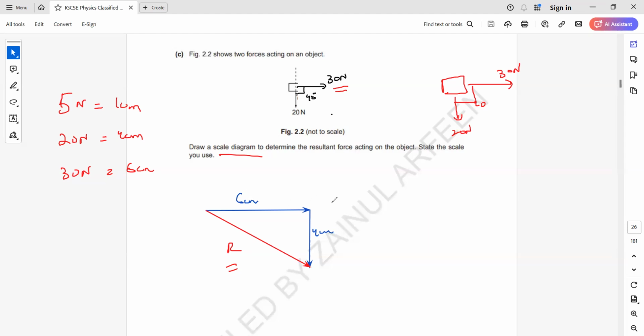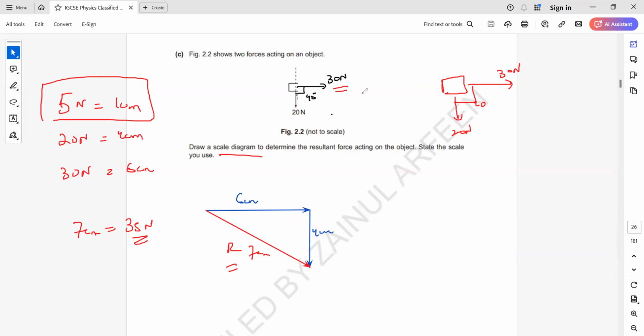First we draw the first vector, then we draw the second, and then we measure this length. For example, say this length was 7 centimeters. What does 7 centimeters mean? Because 5 Newton is 1 centimeter, 7 multiplied by 5 equals 35 Newton. So the resultant will be 35 Newton. And you can measure the angle with any of them. If they ask for a direction, you can measure the direction or angle from the 30 or from the 20. It's up to you. You can mention any one of them.